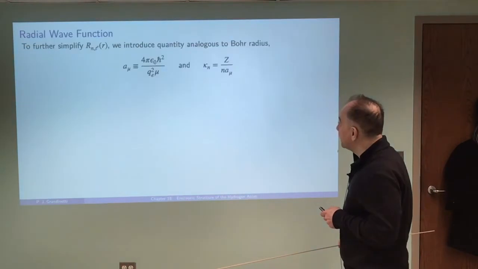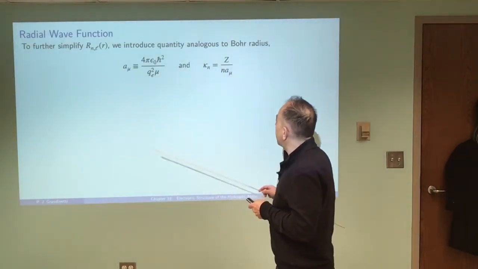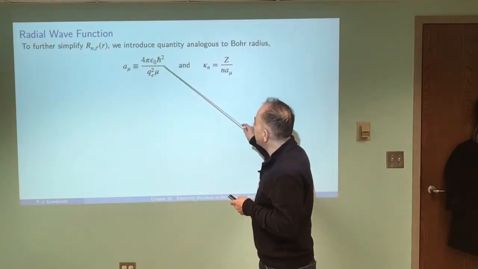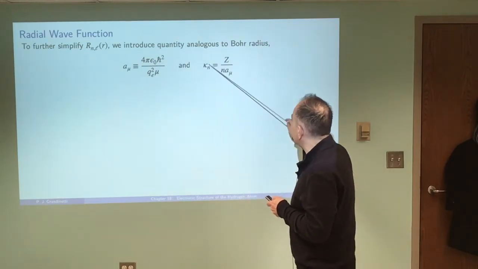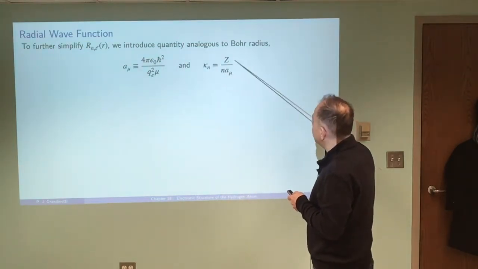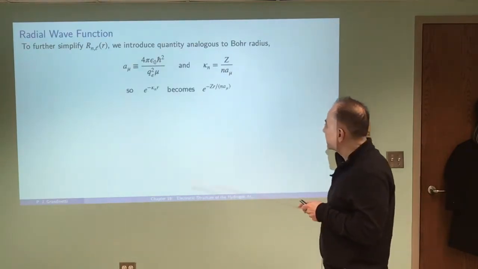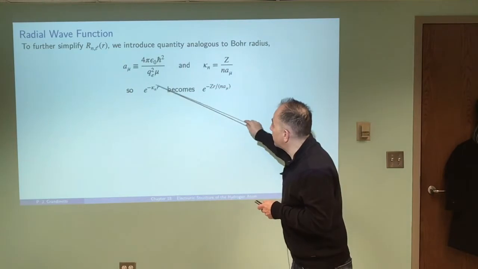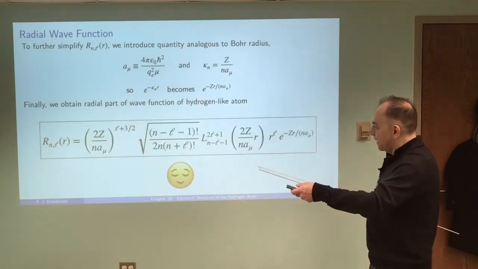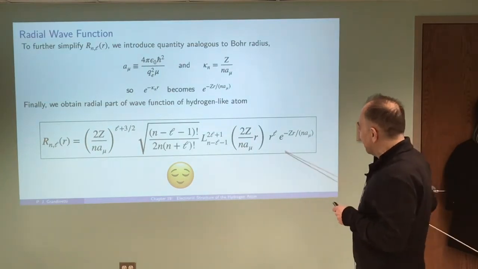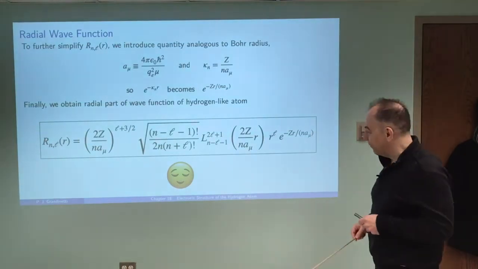So now we've completed the task. We'll do one last thing. We're going to redefine the quantity that's analogous to the Bohr radius. Everything's the same, except instead of the electron mass, we're going to use the reduced mass here. That allows us to redefine kappa n as Z over n times that new radius. And that changes this term in the radial part into that term. And so, ta-da, we get our final result, which is the normalized radial part of the hydrogen atom wave function.